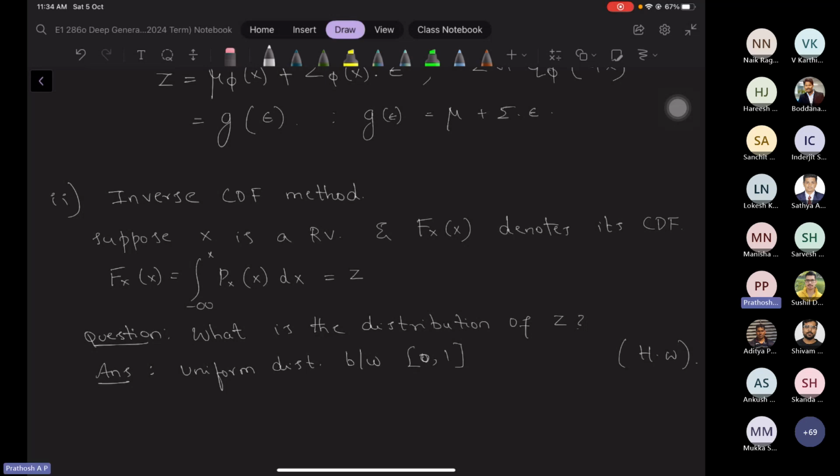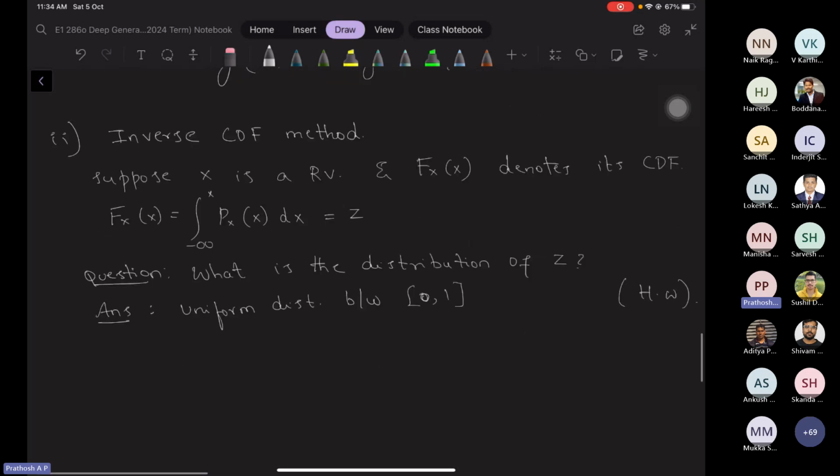Can you already intuitively see why that should be the case? The CDF is a non-decreasing function, right? And it is upper bounded by 1. So it is bounded between 0 and 1, always. So that should be a uniform distribution between 0 and 1. This is a standard proof, so please find it on the internet or just do it as homework.